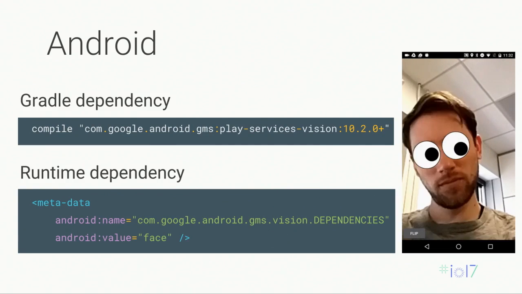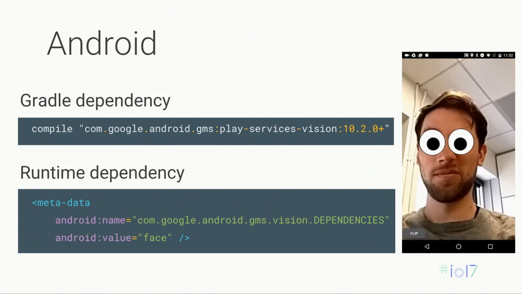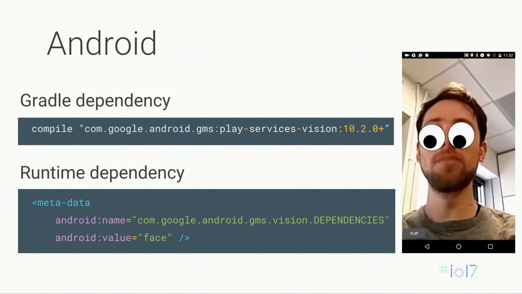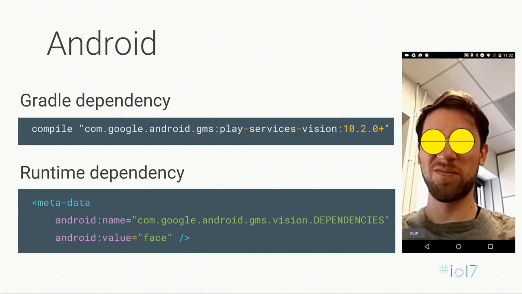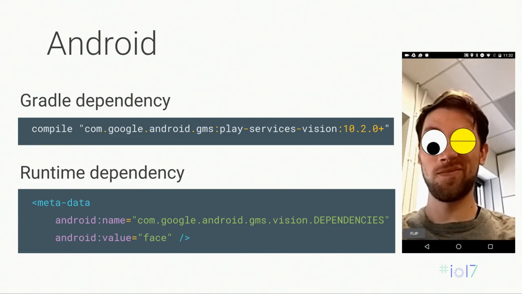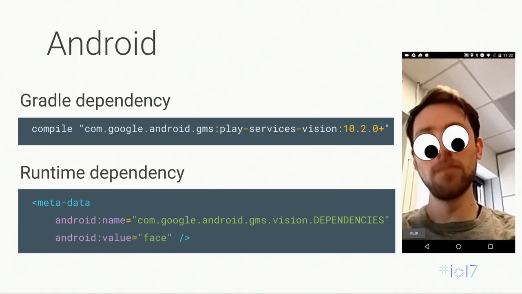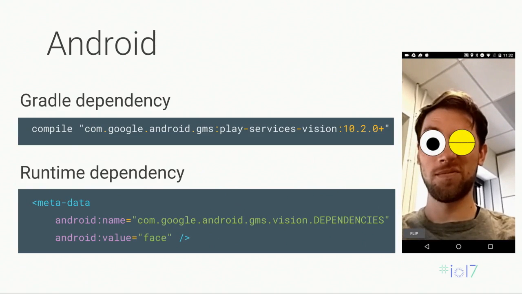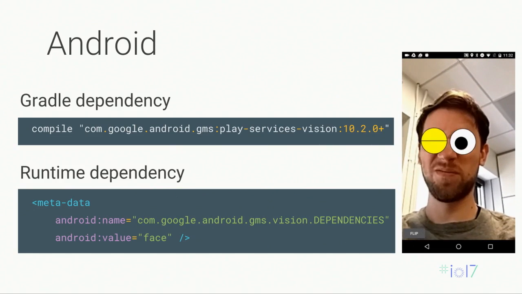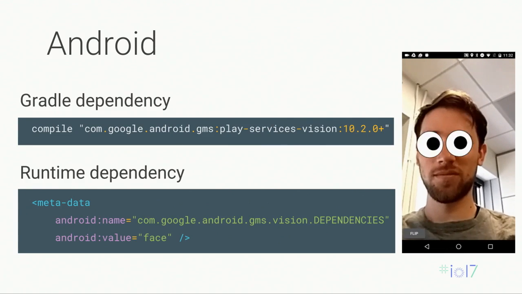Face API also supports some facial activity classification. It can detect if the person's eye is open or not, as you can see from that video. It can also detect if the person is smiling or not. In order to use Face API, the same Gradle dependency as barcode is used. And for the runtime dependency, in your Android manifest.xml, you want to specify that you are using Face API so that our API can download the necessary file for you.